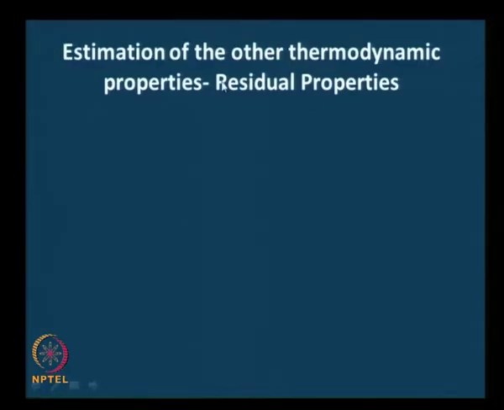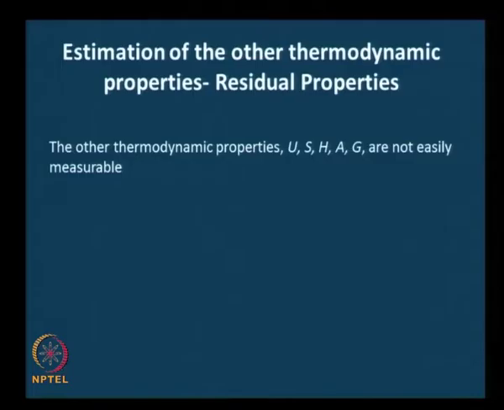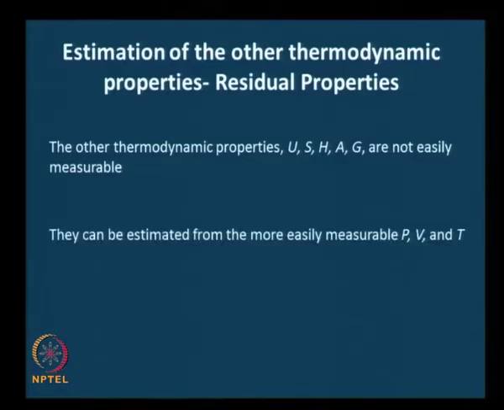If you use this formulation, it becomes possible to estimate the other thermodynamic properties. Remember that U, S, H, A and G, we could estimate using PVT. So, let us take a look at how to go about doing that. The motivation, as we all know by now, is that U, S, H, A and G are not easily measurable. They can be estimated from the more easily measurable P, V and T, and we are going to limit ourselves to gases to begin with.